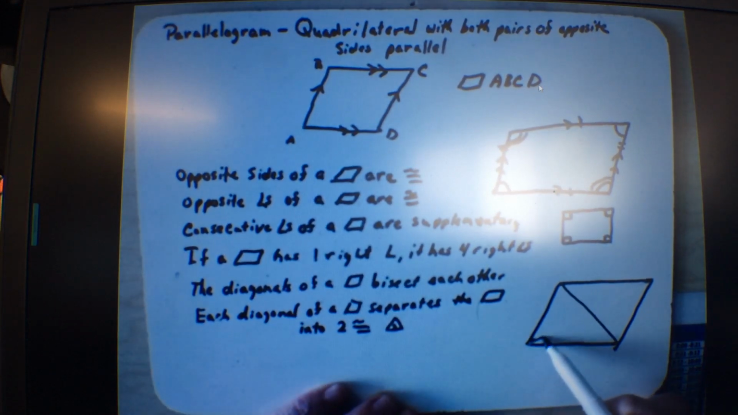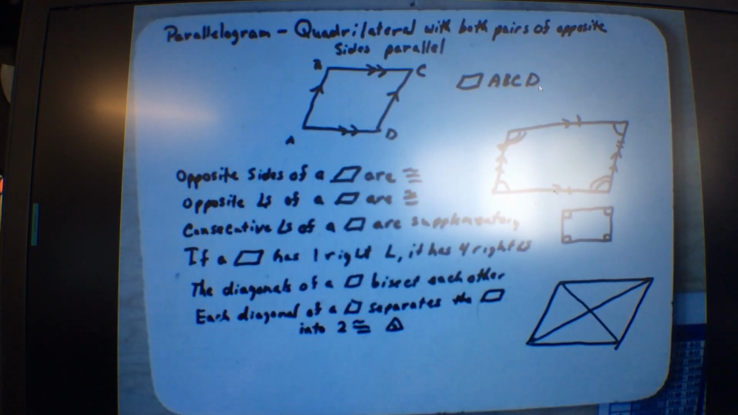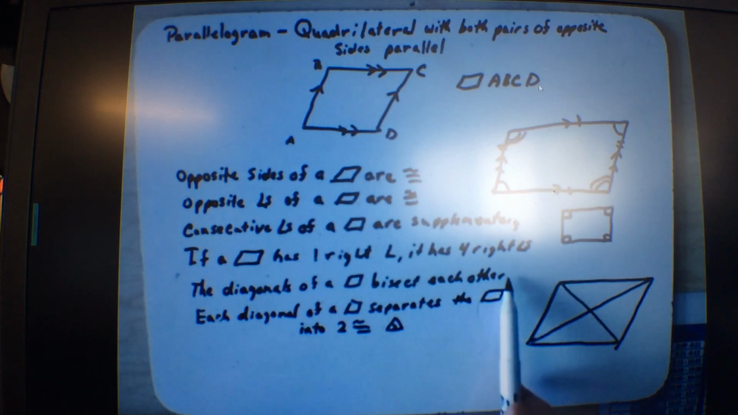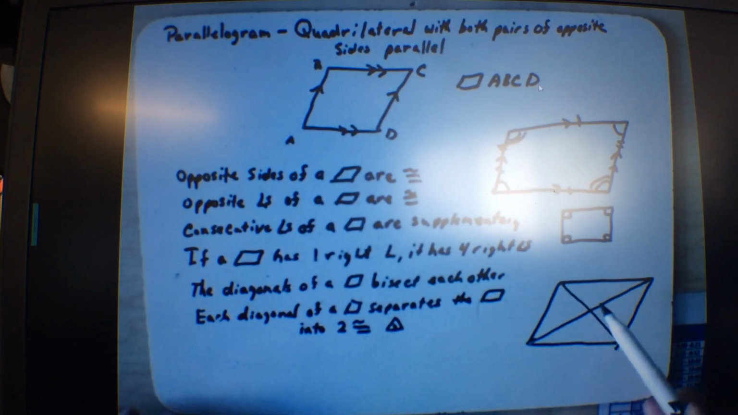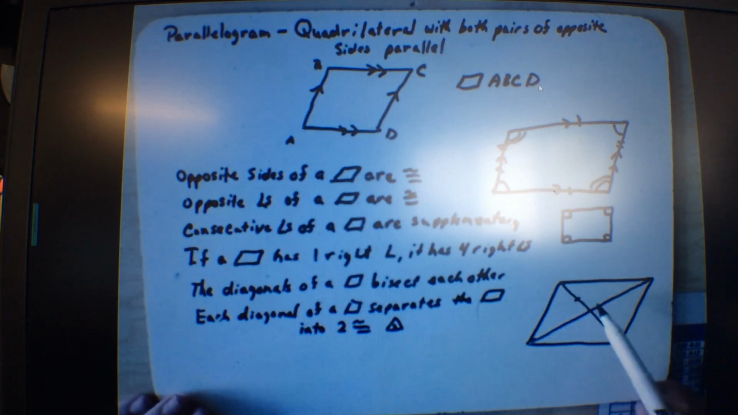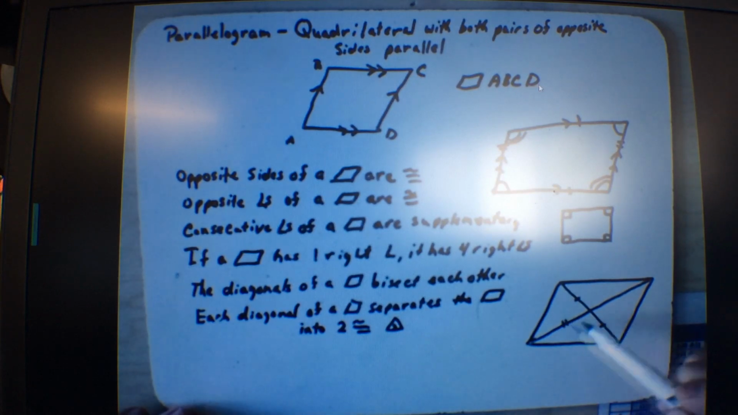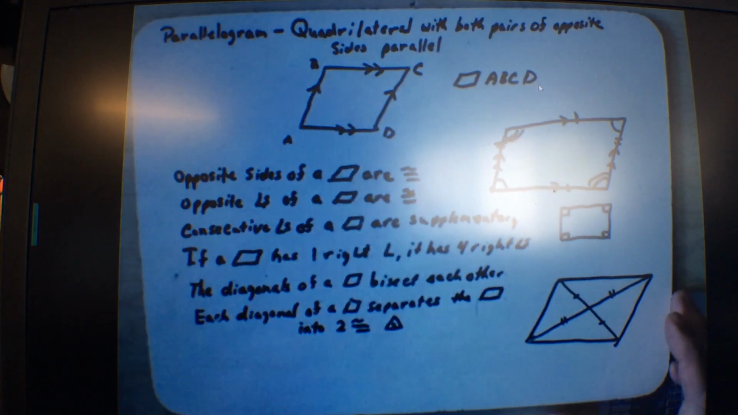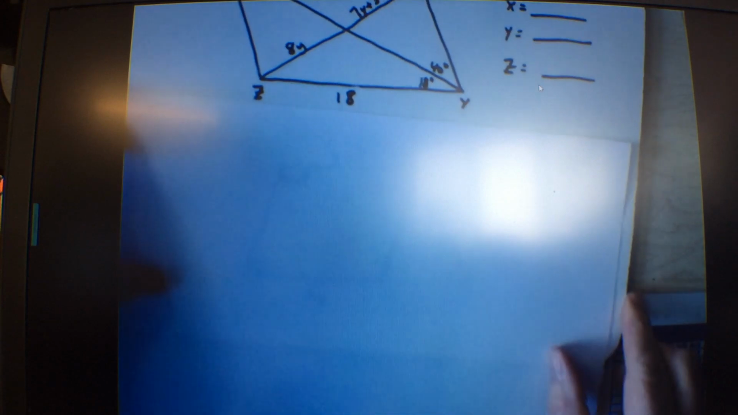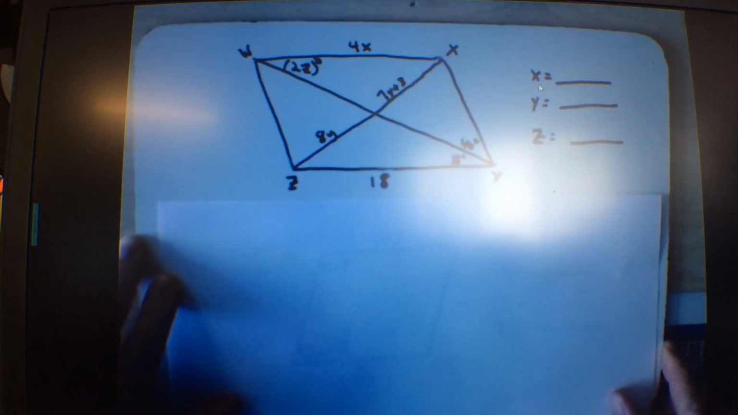Now, if I draw both of them in, like this, okay? This theorem right here says that the diagonals bisect each other. That means that this, guys, is congruent to this. And this is congruent to this. Do you understand that? Questions? All right, good. Because now I'm going to have a few problems here you need to look at. All right, let's take a look at this.